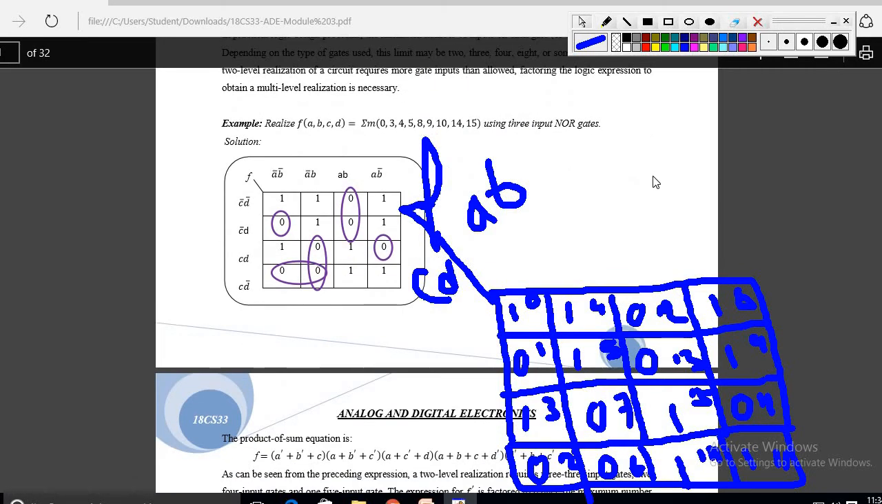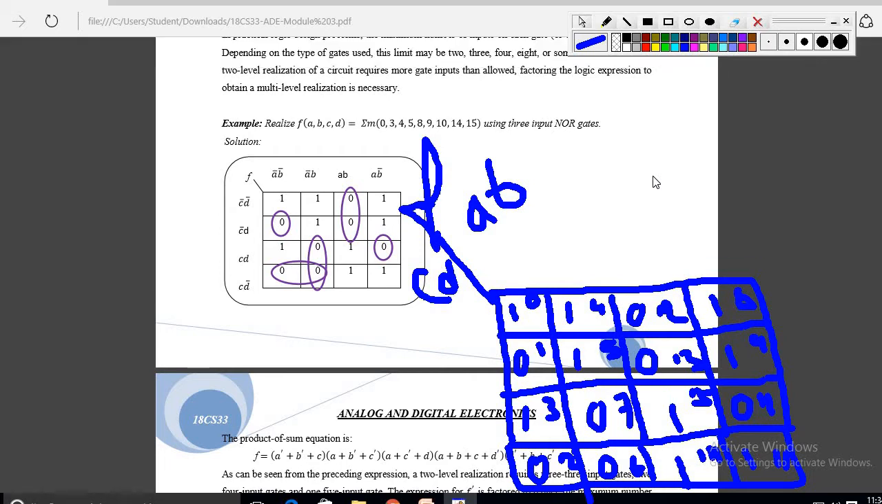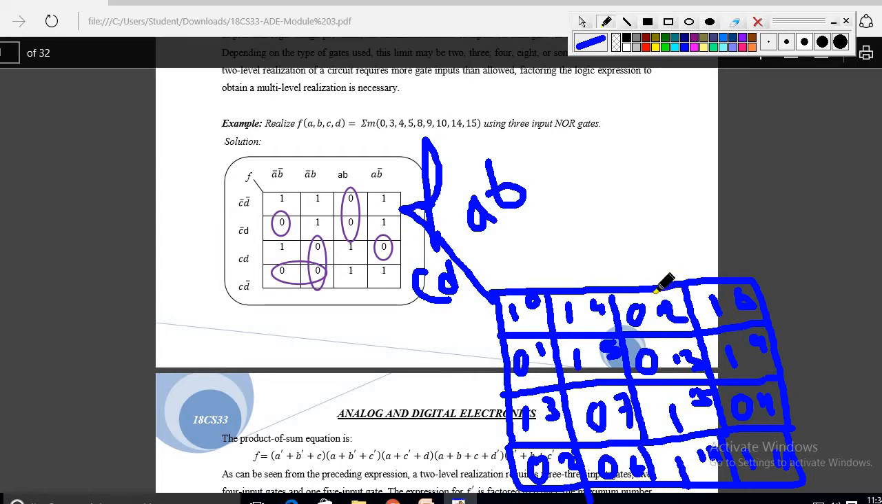see that I need to group, so here I am grouping 0s, not 1s. Just remember that, and according to that I am writing the expression. This is the product of sums, POS, I have to write in terms of that. For that reason I am grouping 0 here. See here, I am grouping these two.